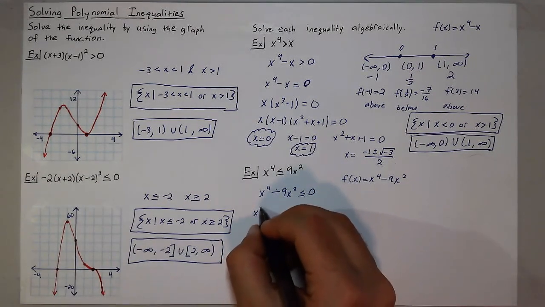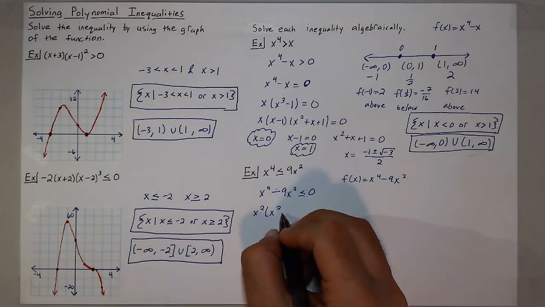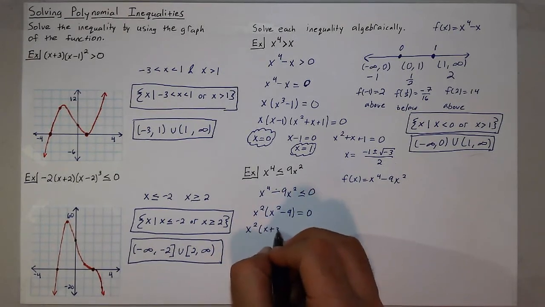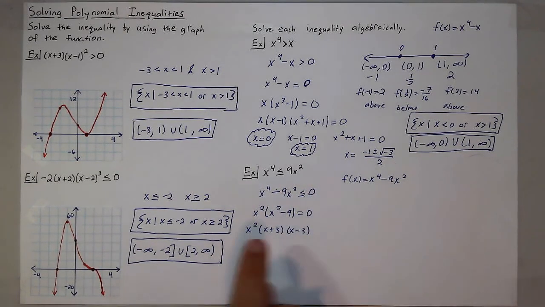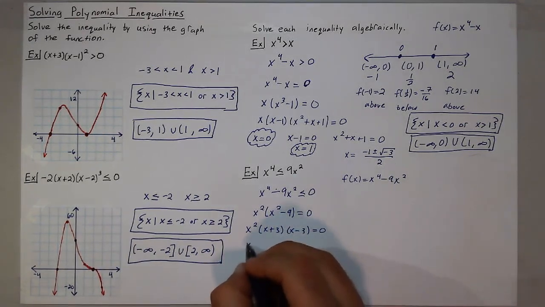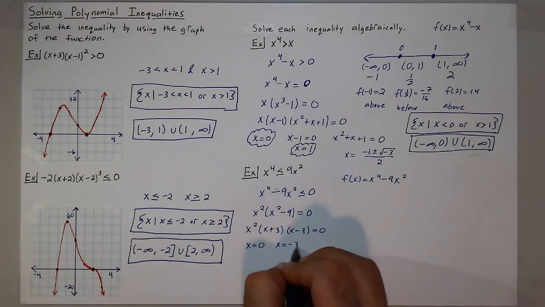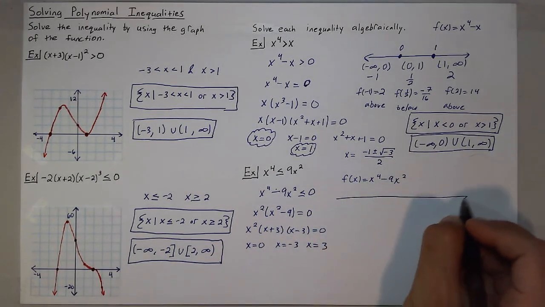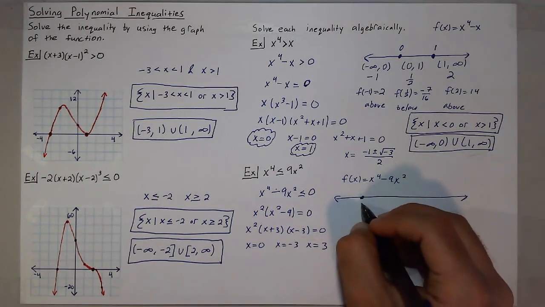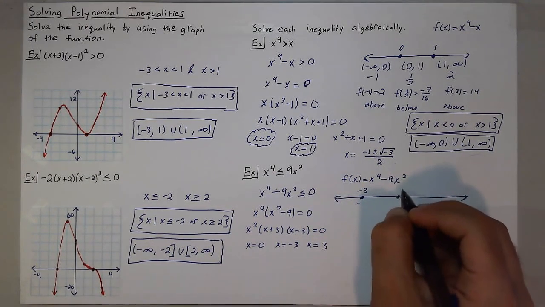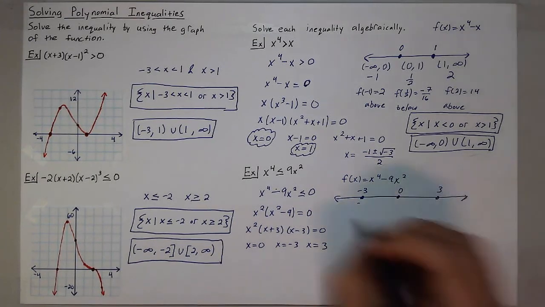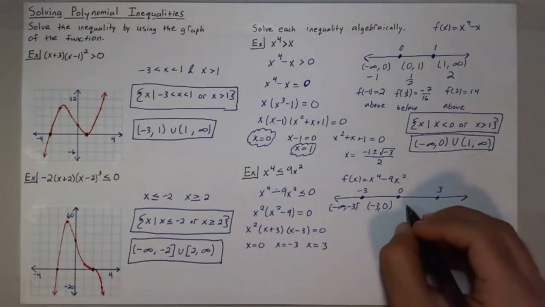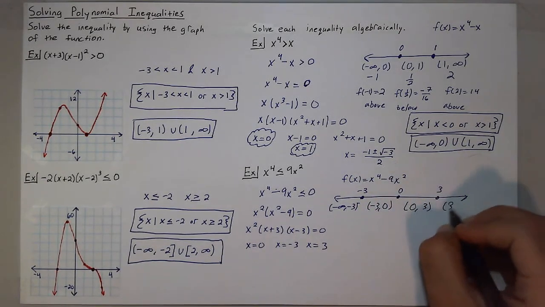So factoring out x squared, I get x squared times x squared minus 9. Factoring x squared minus 9, I get x plus 3 and x minus 3. So my 3 spots where this function is equal to 0 is that x equals 0, x equals -3, and x equals 3. So I'm going to make a number line and label these 3 points -3, 0, and 3. So my intervals will be -infinity to -3, -3 to 0, 0 to 3, and 3 to infinity.